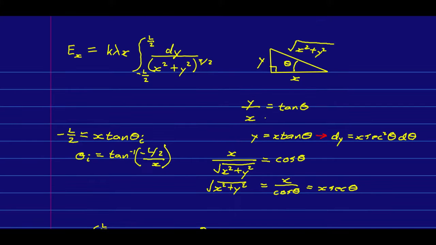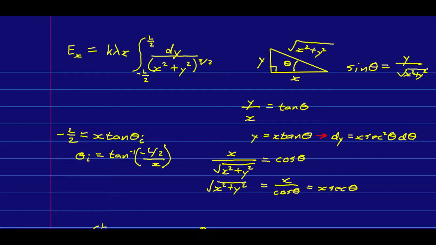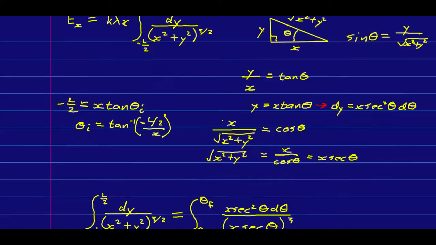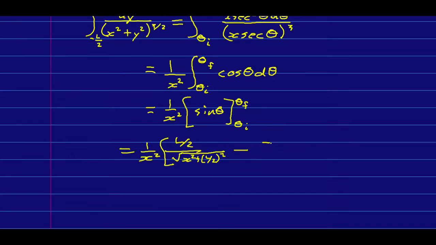But there's a way easier way, because you can just come back here and say, oh, look, sine theta is just y over root x squared plus y squared. And so when y is negative L over 2, sine theta is negative L over 2 over root x squared plus L squared over 4. And so this just ends up being the result. And if you check this against what I got in the earlier lecture, you'll see that it's exactly the same thing.